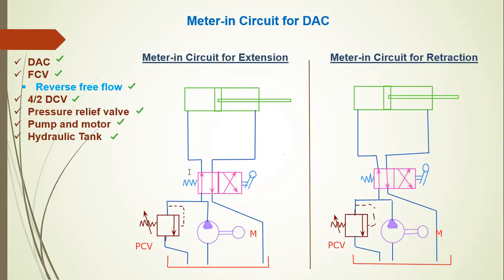Then the connection here says A, connected to the hydraulic circuit. Here the connection is B. Same in the next drawing, A and B. This point is connected to the pump, so we name it P, and this one connects to the hydraulic tank, so we name it T. We give the name for every part and component, and here is the DAC, the double acting cylinder.